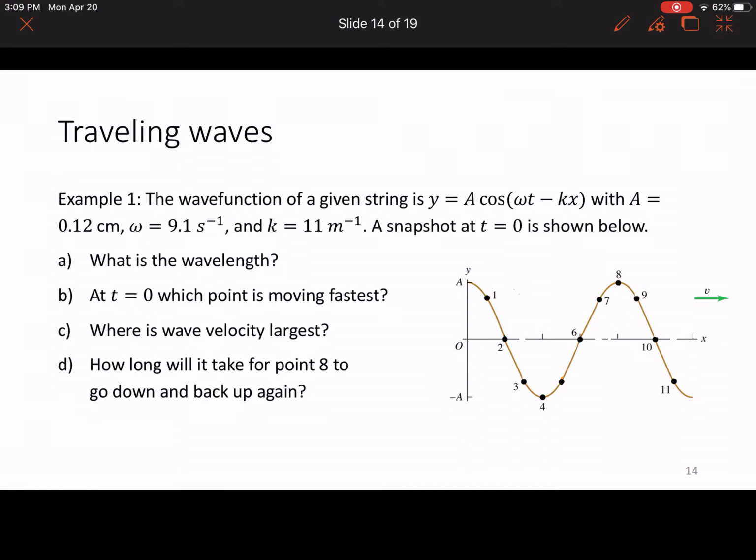So what I want you to do based on this is figure out the wavelength, figure out for the snapshot I've shown you which particle is moving fastest, where is the wave velocity largest, and how long is it going to take for point 8 to go back down and come all the way back up again. All right, very good. So hopefully you've had a chance to do this. Let's go ahead and go over this answer together.